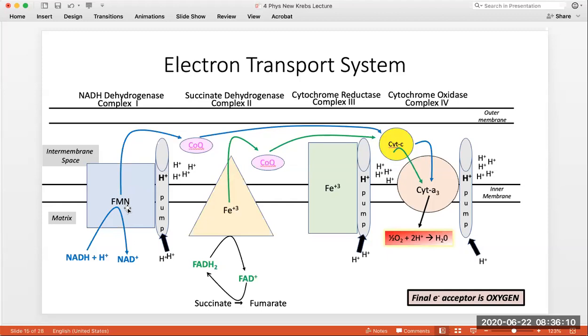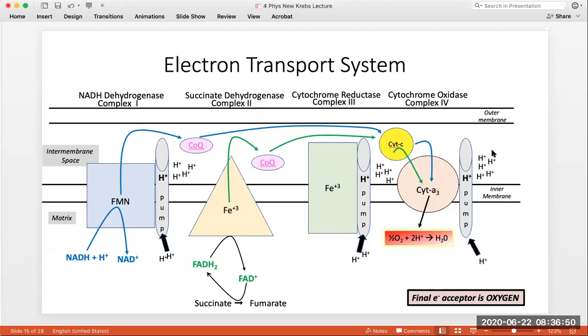Now, as these electrons get transferred from complex 1 to coenzyme Q, and from iron of complex 3 to cytochrome C, and from cytochrome A3 to oxygen, every time they get transferred from a complex to the next component, that is going to power this proton pump. So these three complexes have the proton pump associated with them. They pump hydrogen ions from the matrix into the intermembrane space. So you create a high concentration of protons in the intermembrane space.